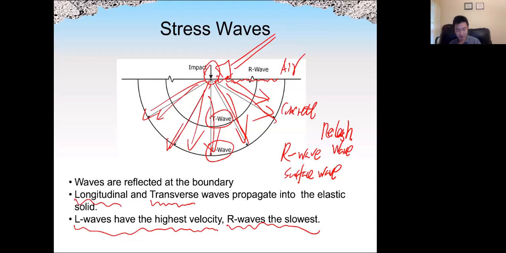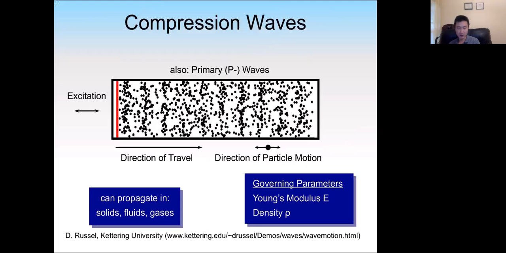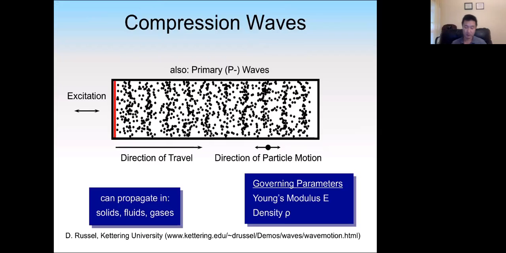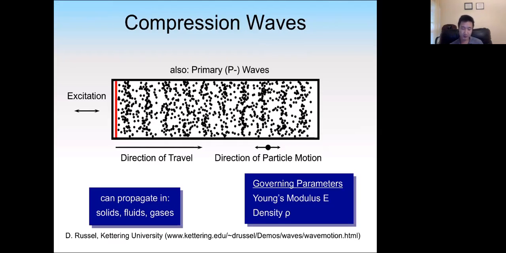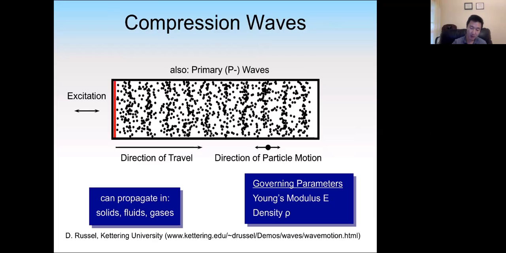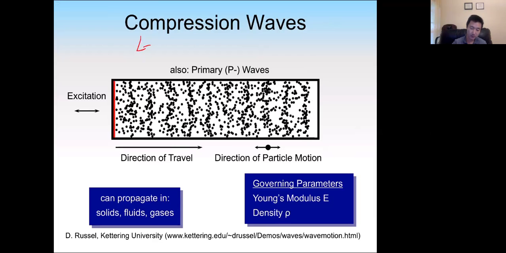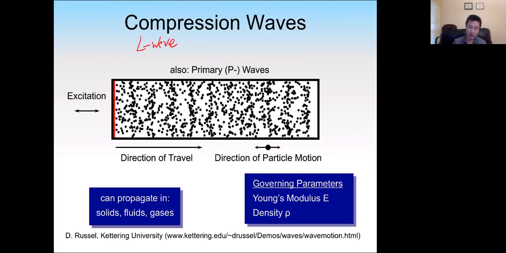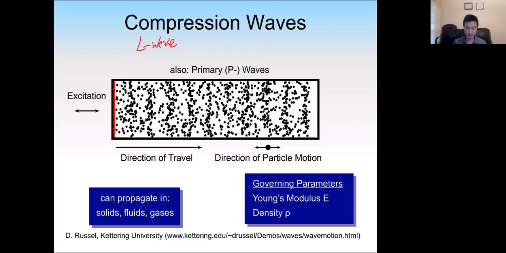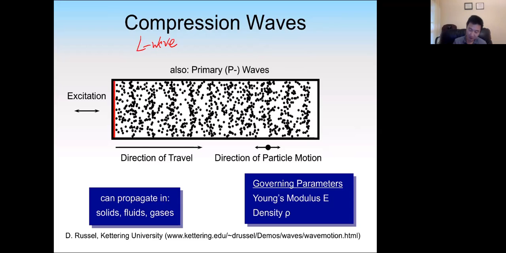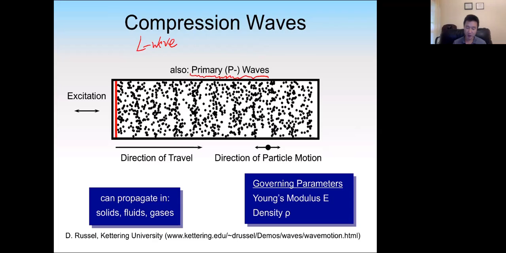Then let's look at the difference between the L wave and the transverse wave, the T wave. Okay. So here is the L wave. That's another name. One is called compressive wave, also called R wave. This wave is caused by compression of the elastic materials. Okay, and another name is primary wave, or P wave.